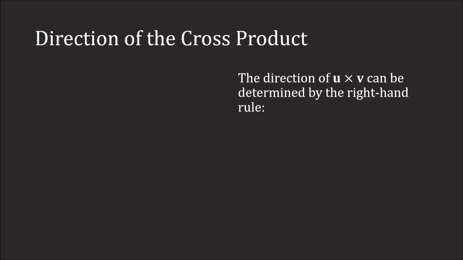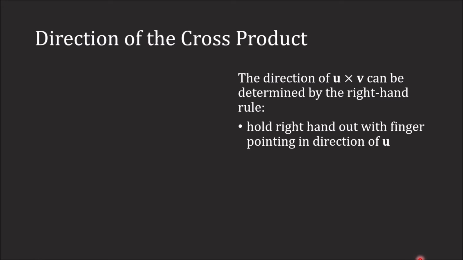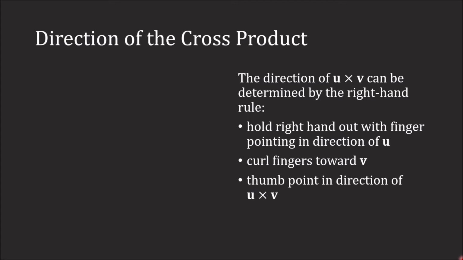So the direction of the cross product, direction of U cross V, can be determined by the right-hand rule. So hold the right hand out with fingers pointing in the direction of U. Curl the fingers towards V, and the thumb will point in the direction of U cross V.